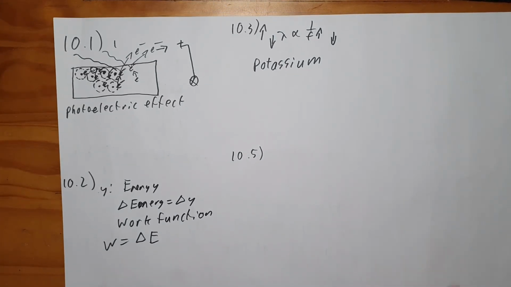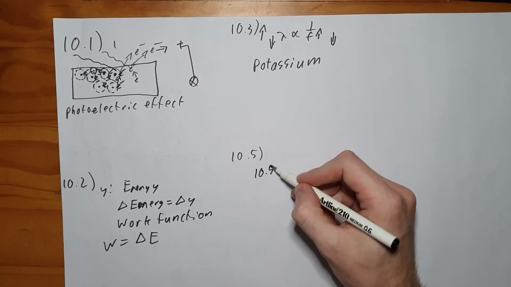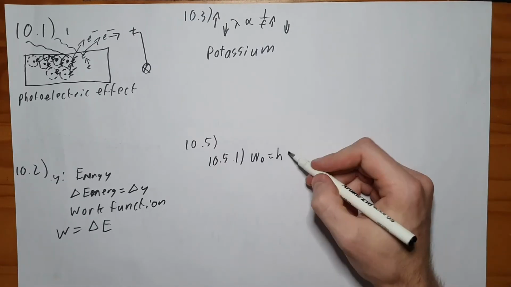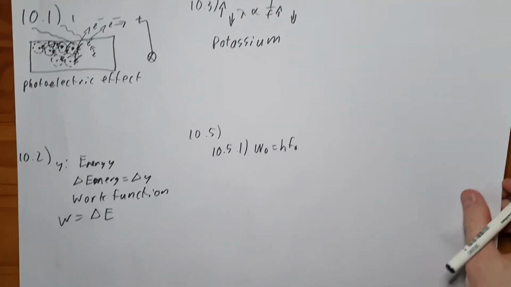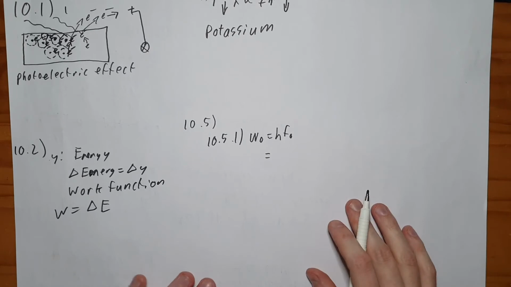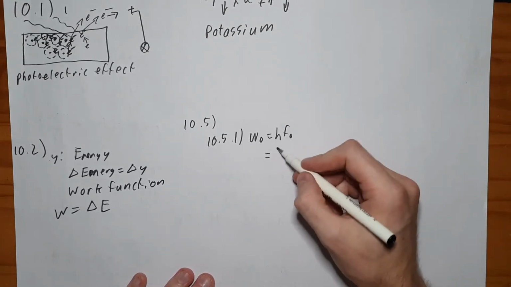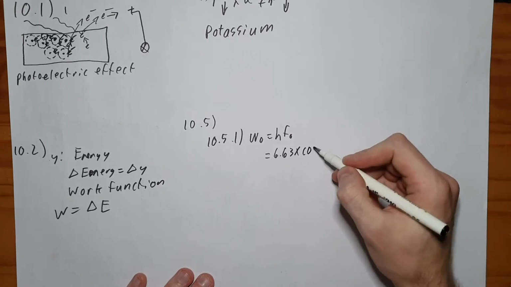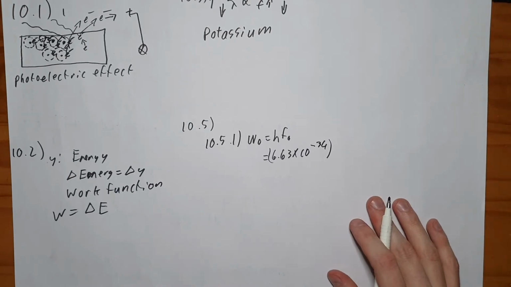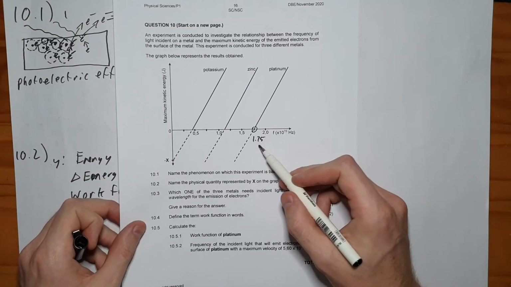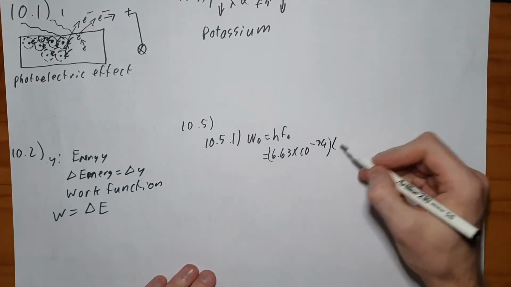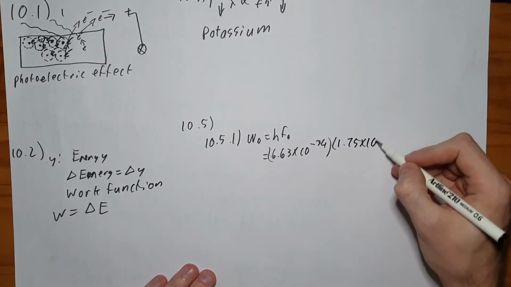We need to calculate the work function, so for 10.5.1, the work function is going to equal Planck's constant times the threshold frequency for the electron in the metal. Planck's constant is 6.63 times 10 to the negative 34. The threshold frequency, which you can get from the graph for platinum, is 1.75 times 10 to the 15. So we can substitute that in.